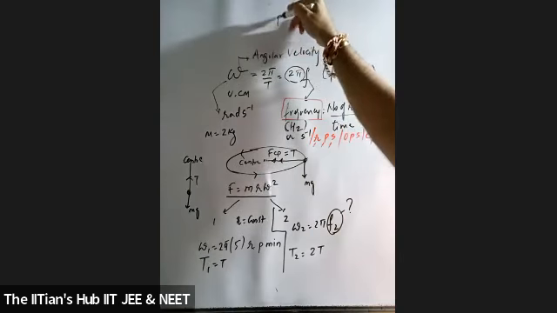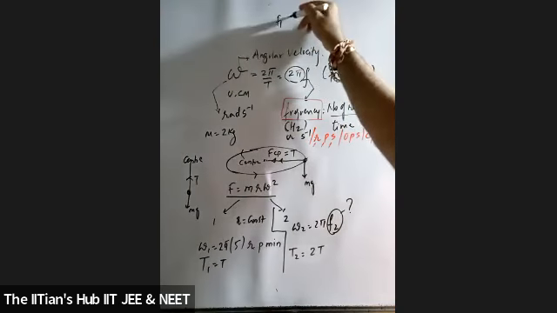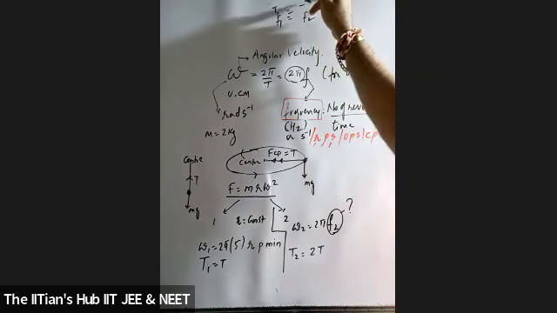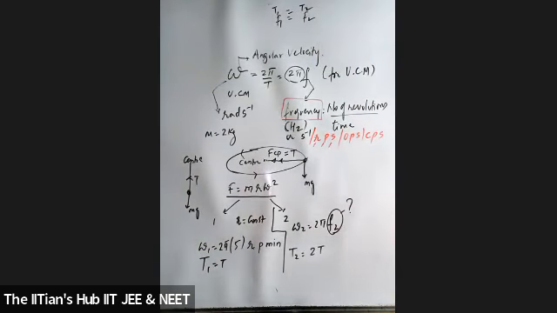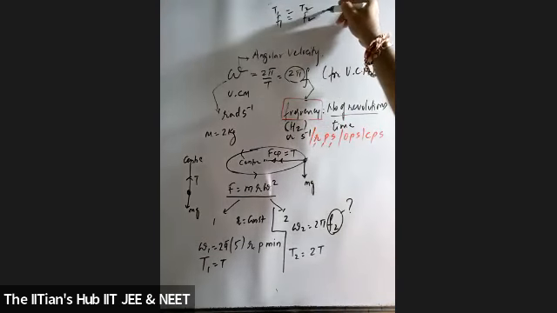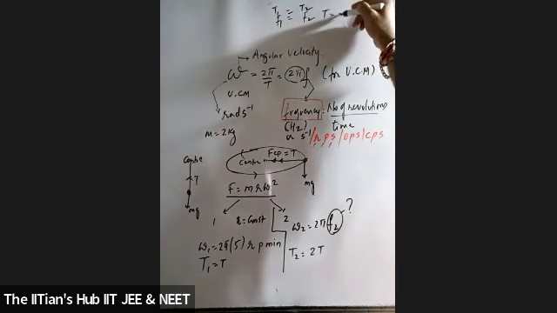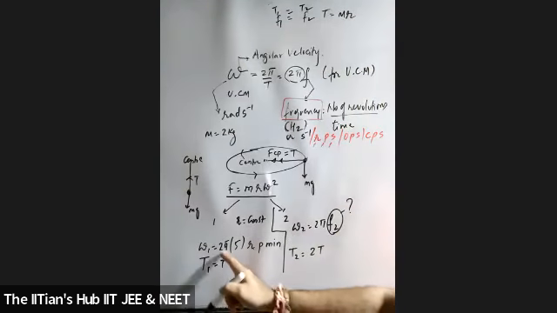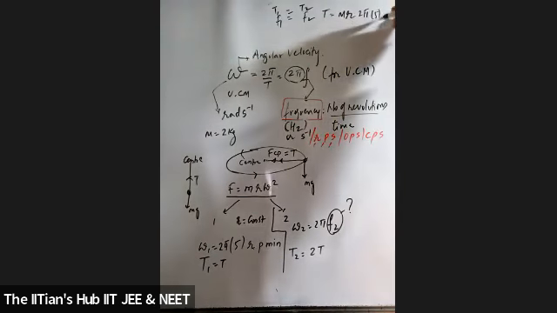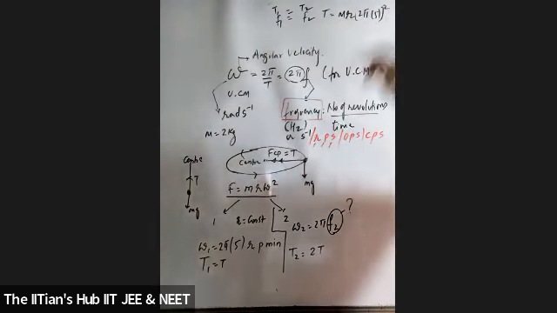Centripetal force in the first case is equal to centripetal force in the second case. That means tension in the first case is equal to tension in the second case. Are you getting it? So tension in the first case, T1, is T, and that is equal to m r omega square. So can I say 2 pi f, the whole square?